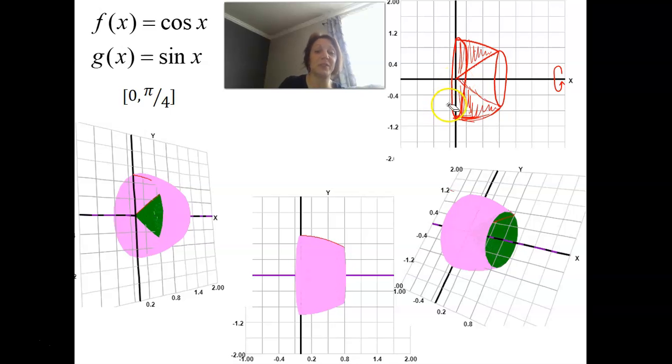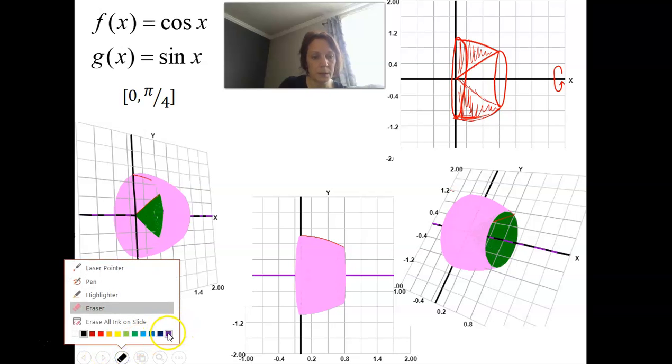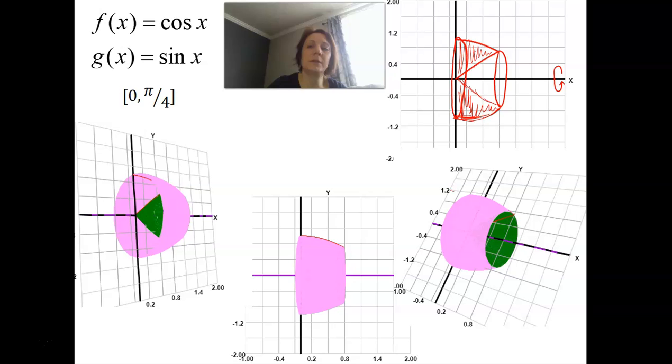Okay. But let's think about what these slices are going to look like. If I come in here and I draw a rectangle, and remember, we always want to create it from the axis of rotation to the outer part of our shape. Okay. So if I go from here to here and I do a revolution, I'm going to get a cylinder, right?